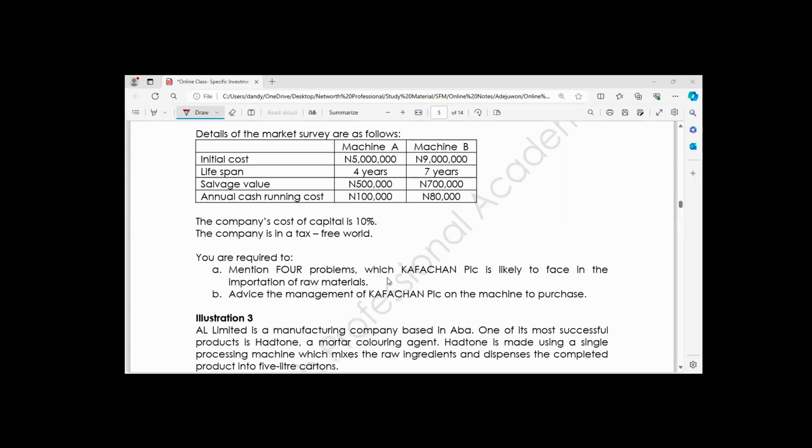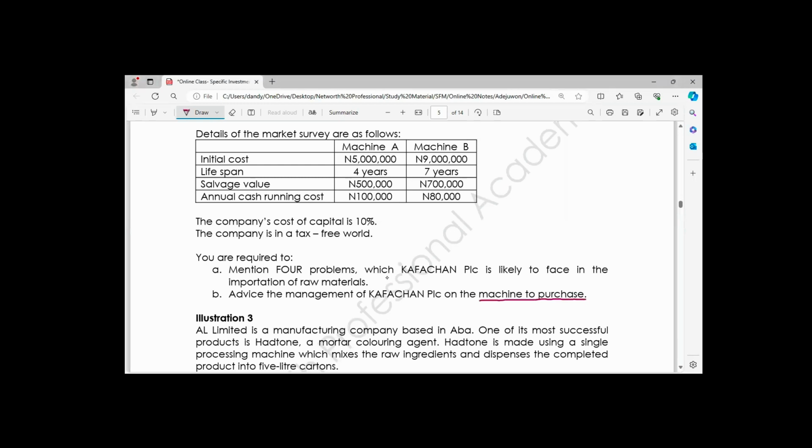Not only that, you also need to talk about demurrage. When your goods stay longer than necessary in the ports, the company will continue to pay demurrage as long as the item remains at the port. So these are some of the challenges that a company may face in the importation of raw materials. Then number B, you are to advise the management of Kafachan PLC on the machine to purchase. So you want to know which of machine A or B should Kafachan PLC purchase.